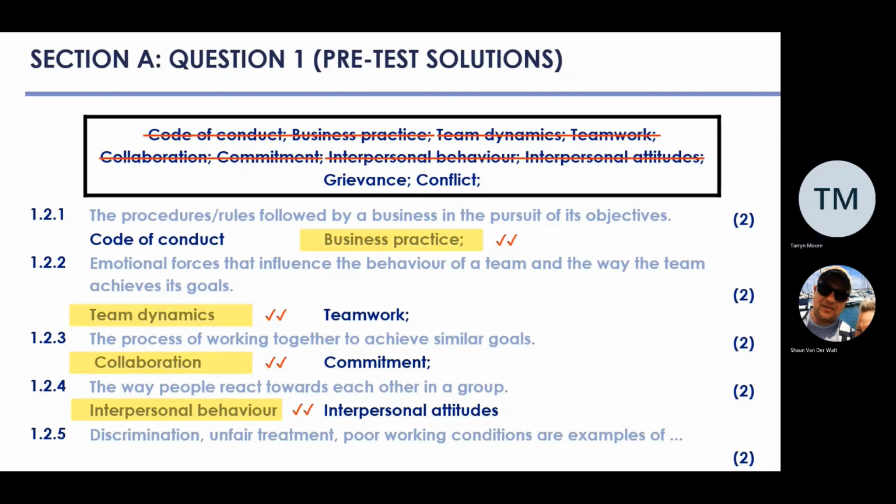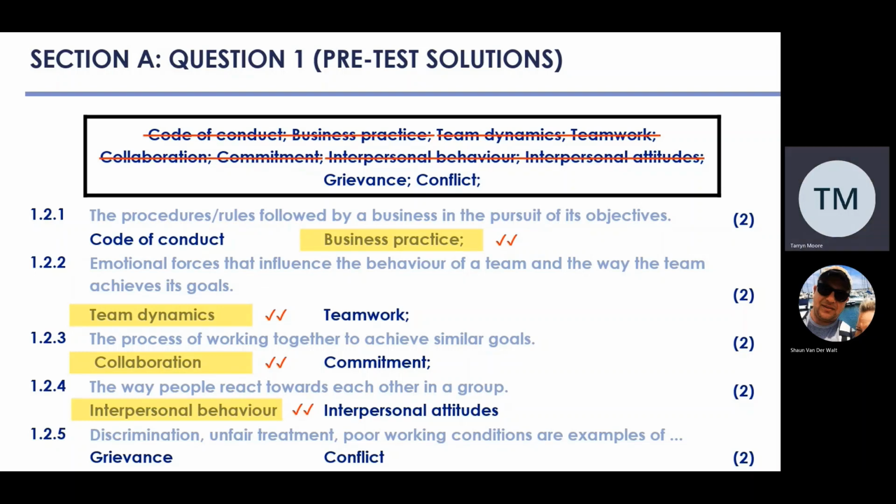1.2.5. Discrimination, unfair treatment, poor working conditions are examples of. So, last two that are in use, we can call up those last two. How am I going to know the difference? They sound similar? My big tip and hint.